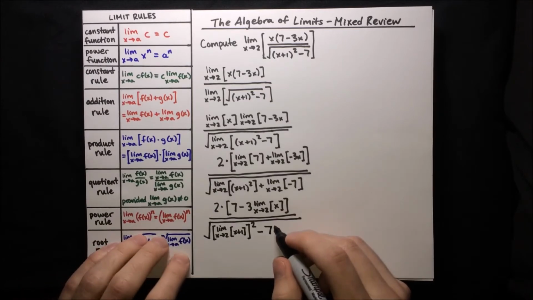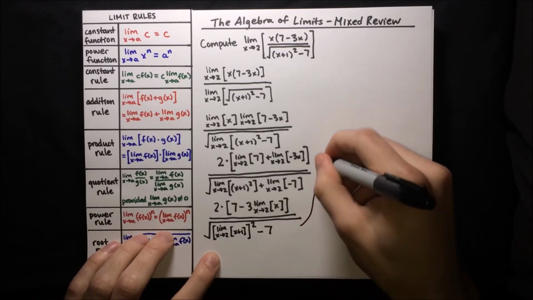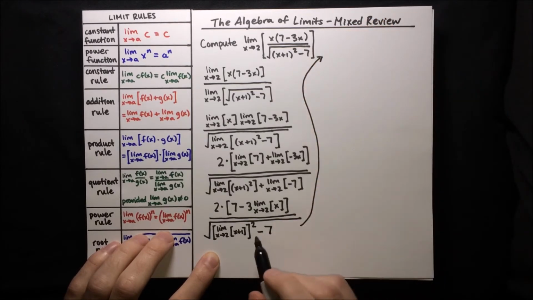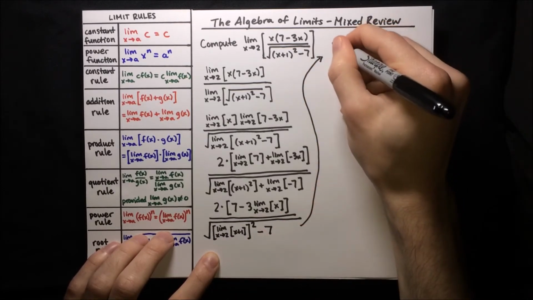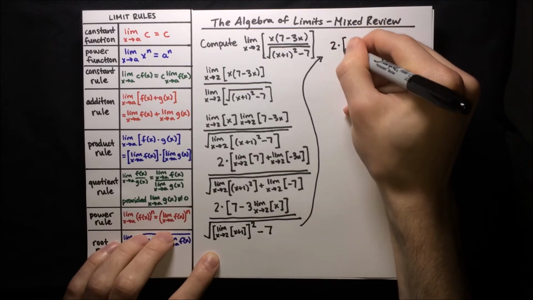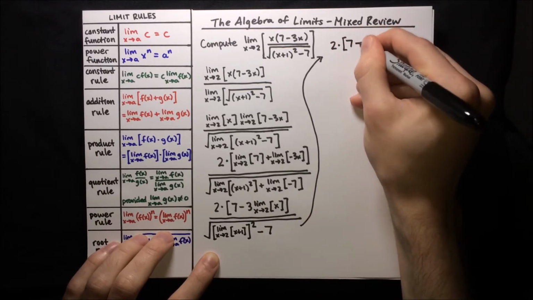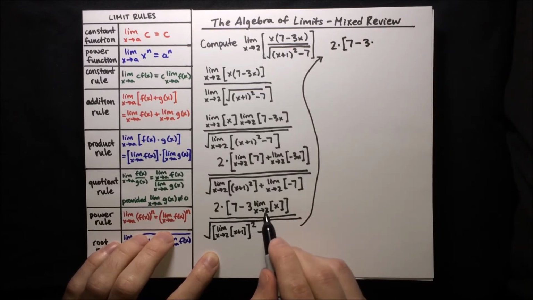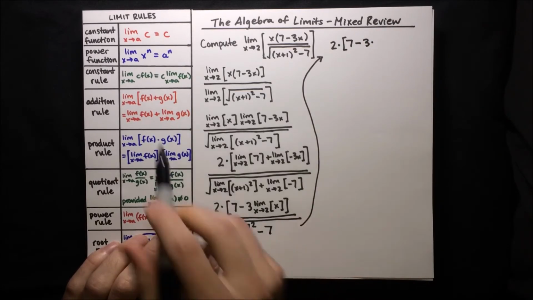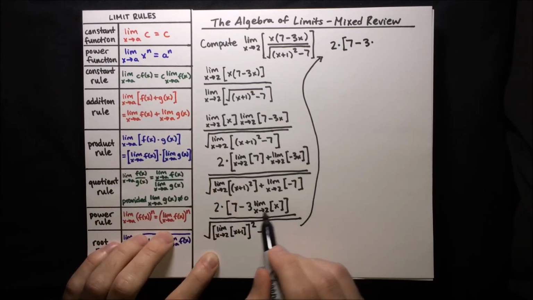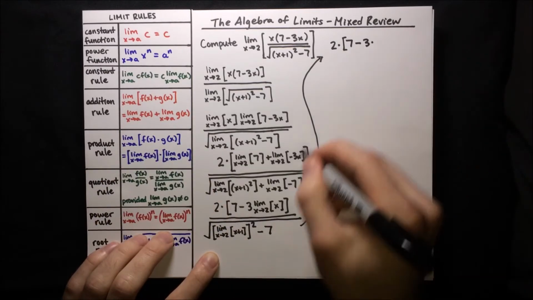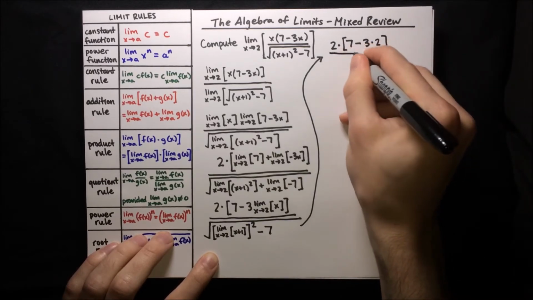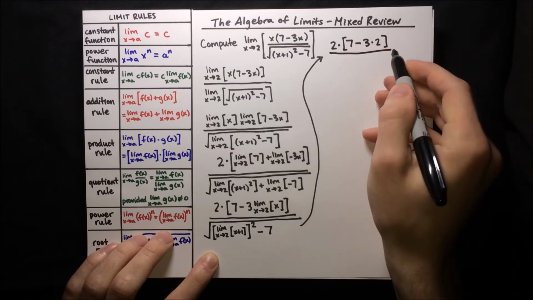And why don't we move this up here so we don't run out of space. So we've got 2 times 7 minus 3 times, all right, this is limit as x approaches 2 of x. X is, again, a power function with n equals 1, so we can just plug it in. So 3 times 2. Nice, the numerator is, all the limits are out of the numerator.